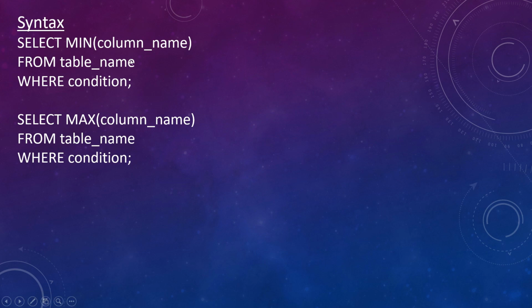And this is the syntax. So we have already discussed: select min, then inside the bracket column name, from, then name of table, then where condition as well, we can mention. So we can mention any where condition that we want to receive data for minimum. Similarly, select max, column name, from, table name, where condition. So this is the syntax.